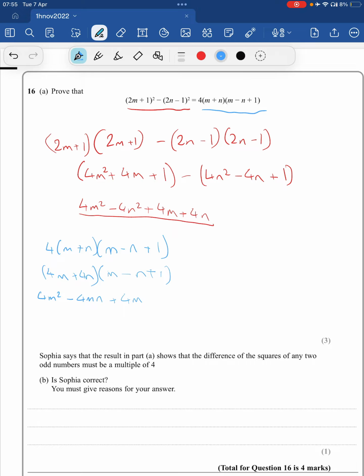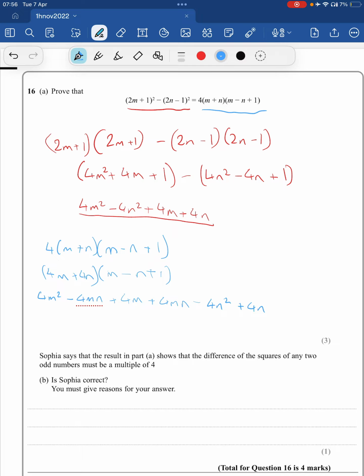Next, I'm going to do 4n times m, that's positive, so plus 4mn, plus 4n times negative n, so that's actually going to be take away 4n squared, and then plus 4n times positive 1, and we're going to get plus 4n.